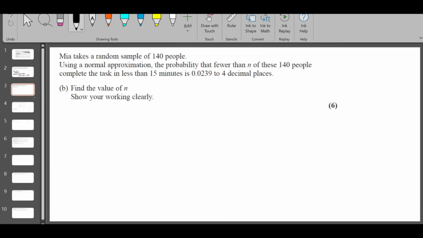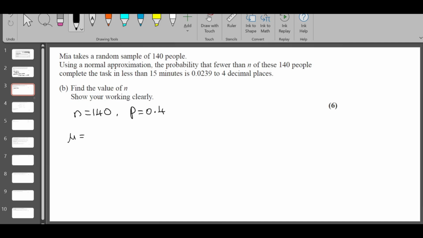Let's move on to the next one. Mia takes a random sample of 140 people now. Using a normal approximation, the probability that fewer than n people of these 140 people complete the task in less than 15 minutes. Probability of completing it in less than 15 minutes is this.